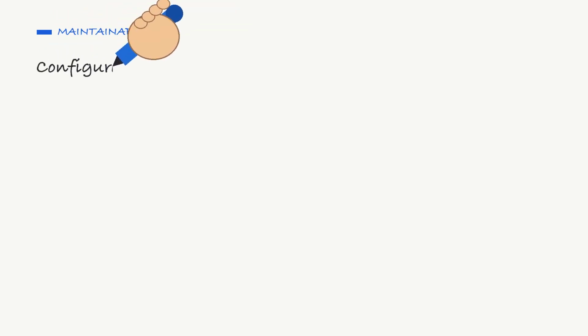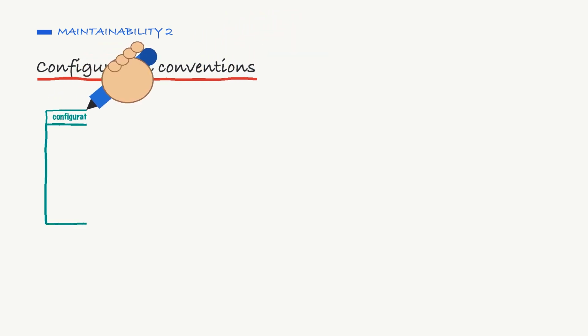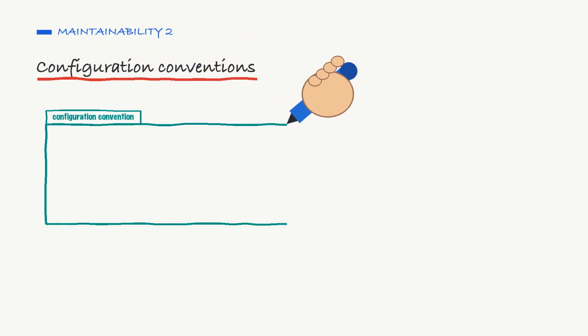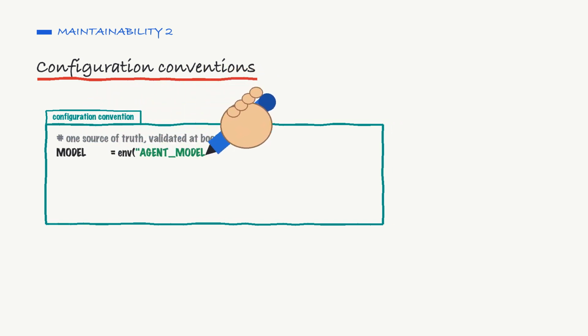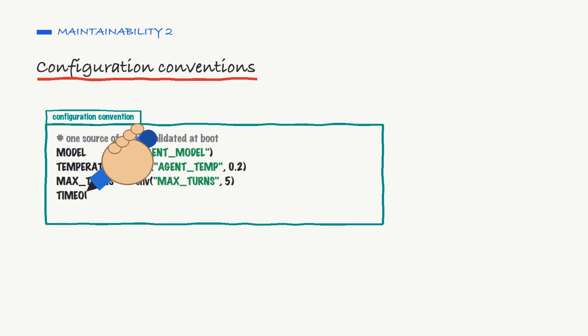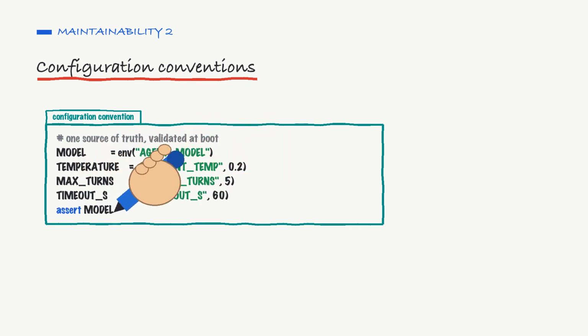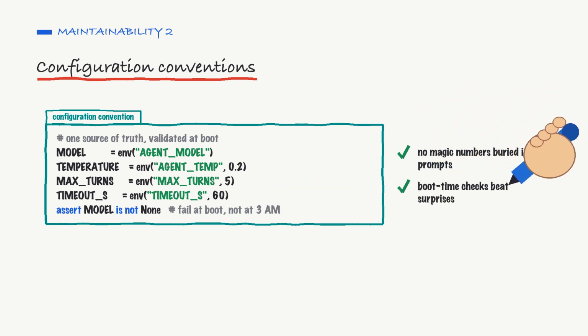Configuration conventions. Everything tunable, the model name, temperature, turn limits, timeouts, comes from the environment, with sane defaults, validated at boot. If the model name is missing, the agent refuses to start loudly at boot time, instead of failing mysteriously at 3 a.m. And no magic numbers buried inside prompts. One file to read, one place to change.